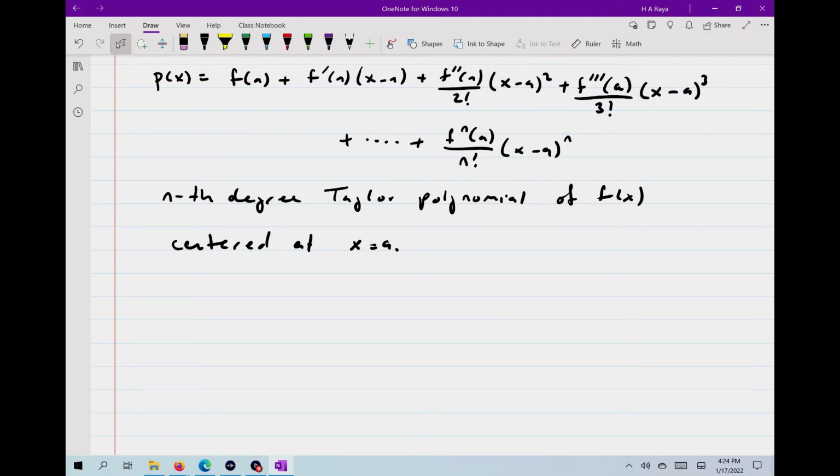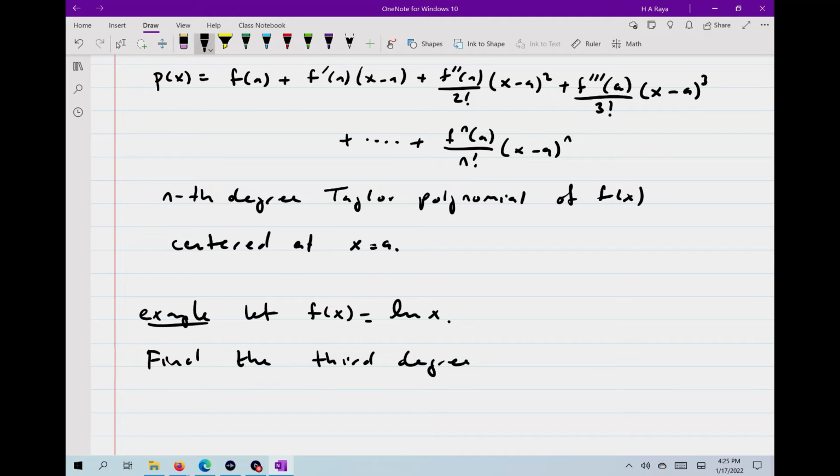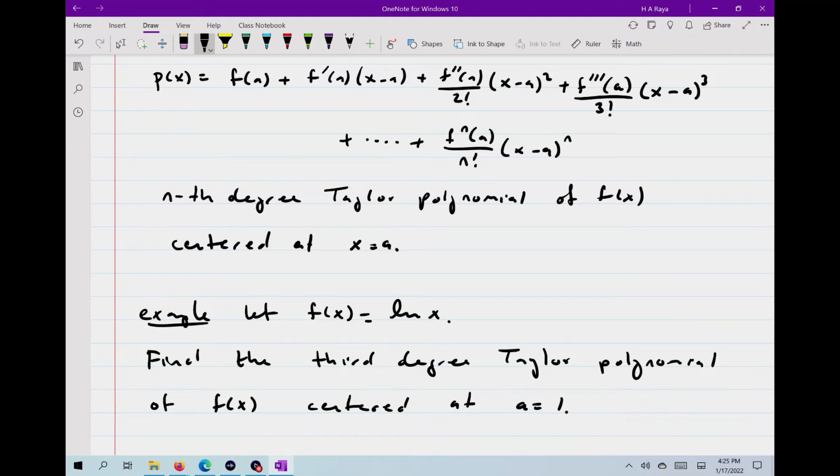This is known as the nth degree Taylor polynomial of f of x centered at a. Let's use this to find the 3rd degree Taylor polynomial of the function ln of x centered at a equal to 1.